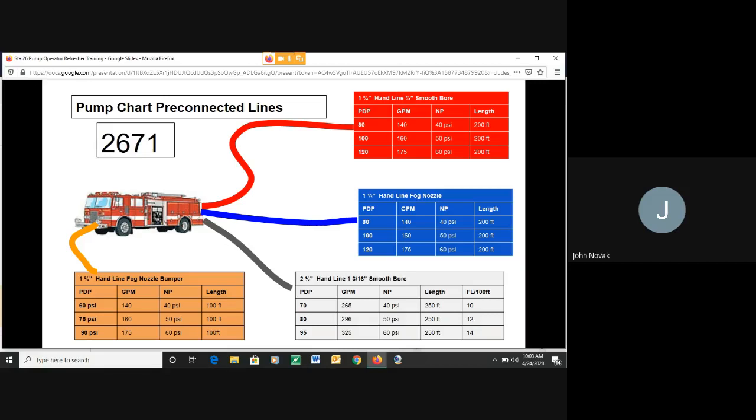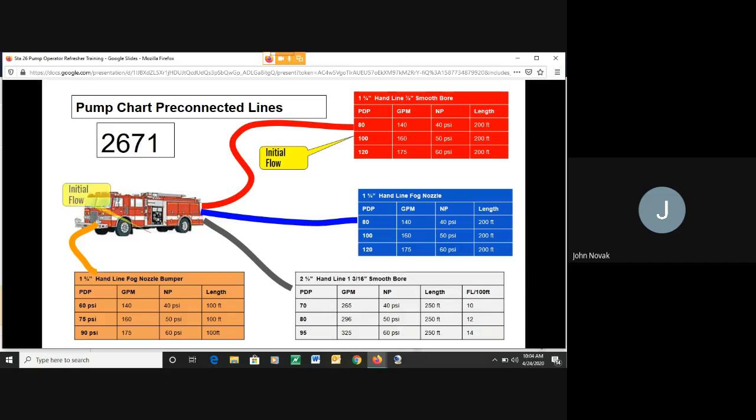All right, so 1 3/4 hand line, smooth bore in red, 1 3/4 fog nozzle in blue. They're the same. All the pressures are the same. There's a chart for the 2.5-inch hand line, and there's a chart for the bumper hand line, because the bumper hand line is 100 foot. So these charts will be on the engines relatively soon, so the pump operators can take a look at them.